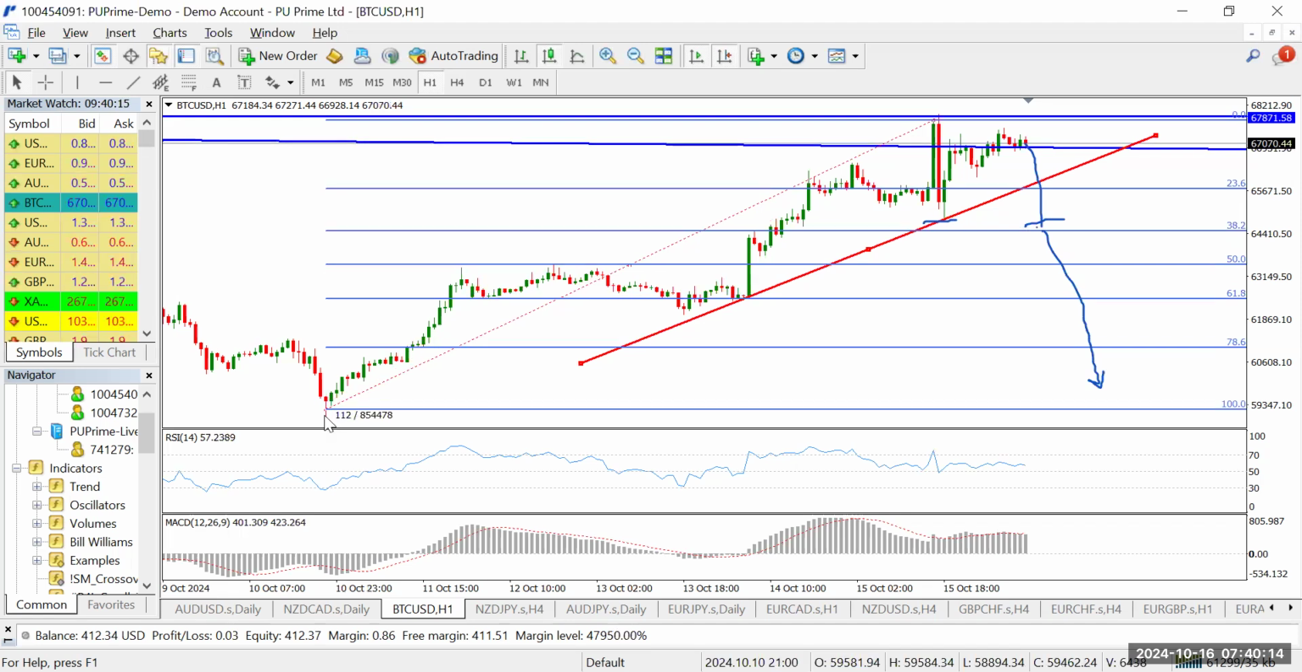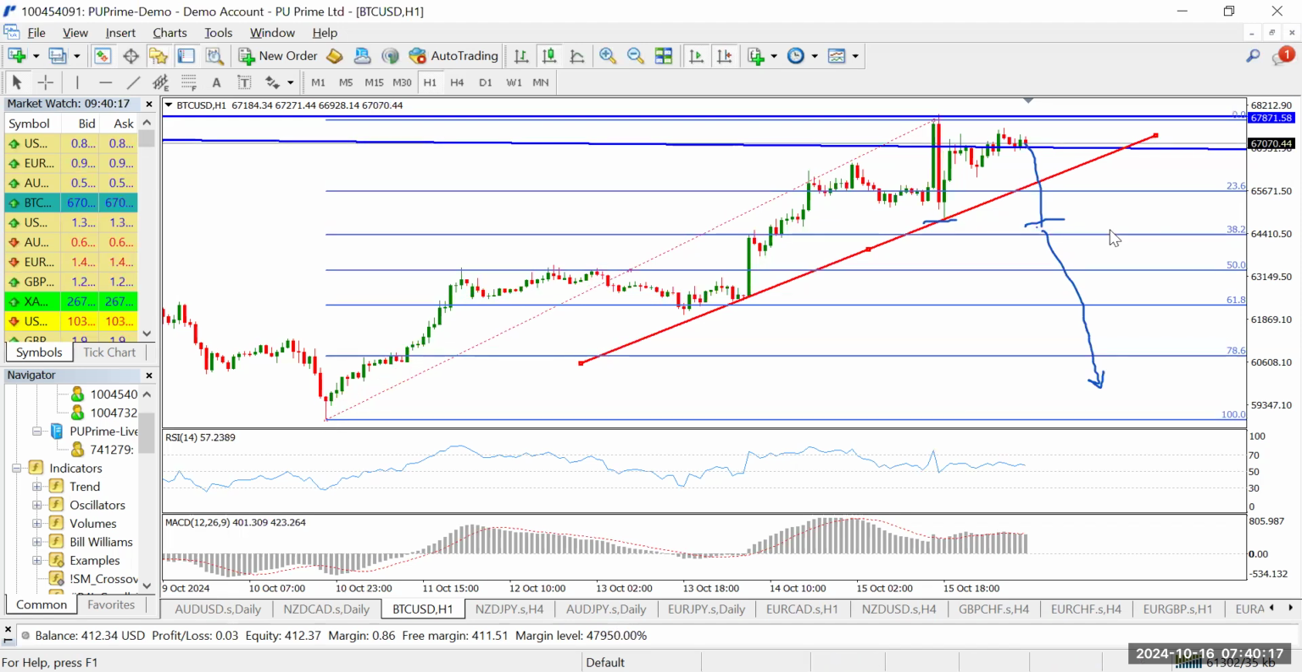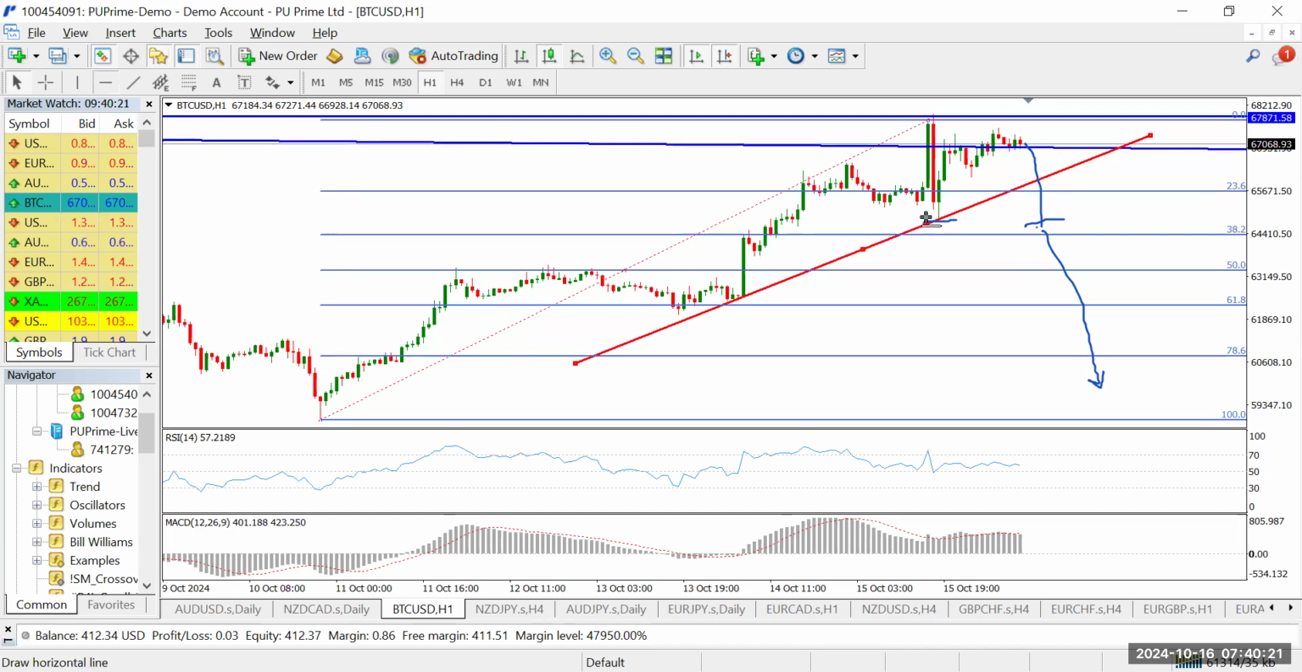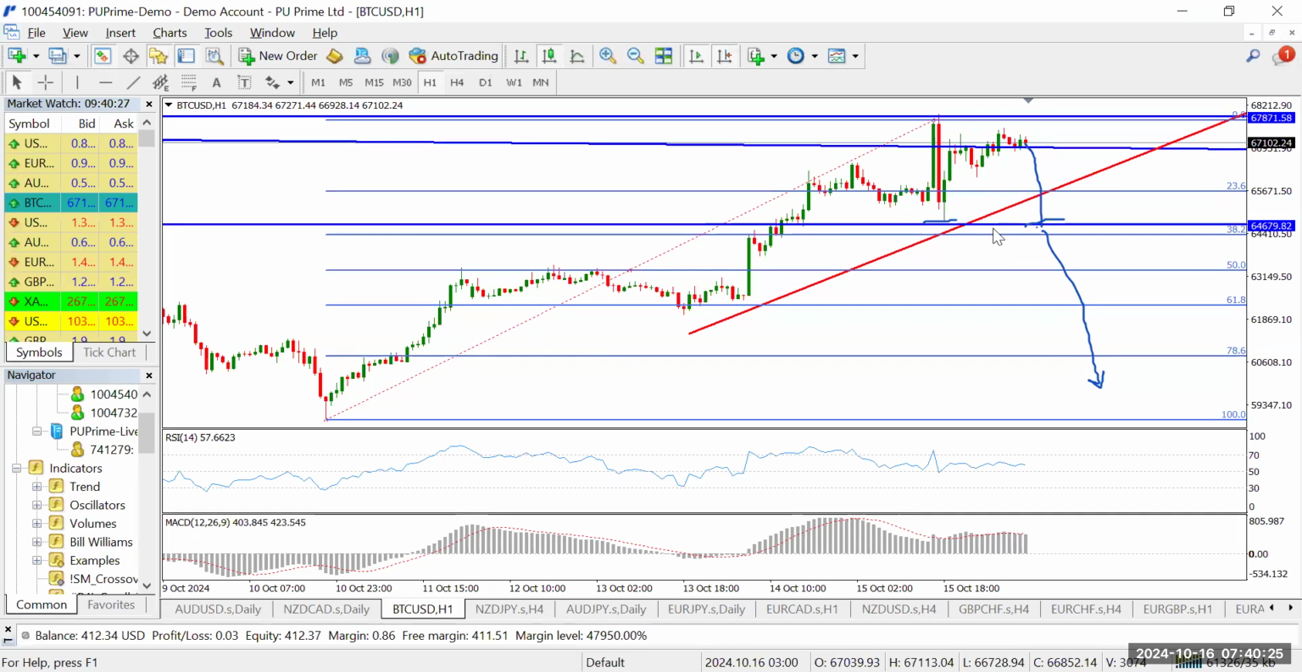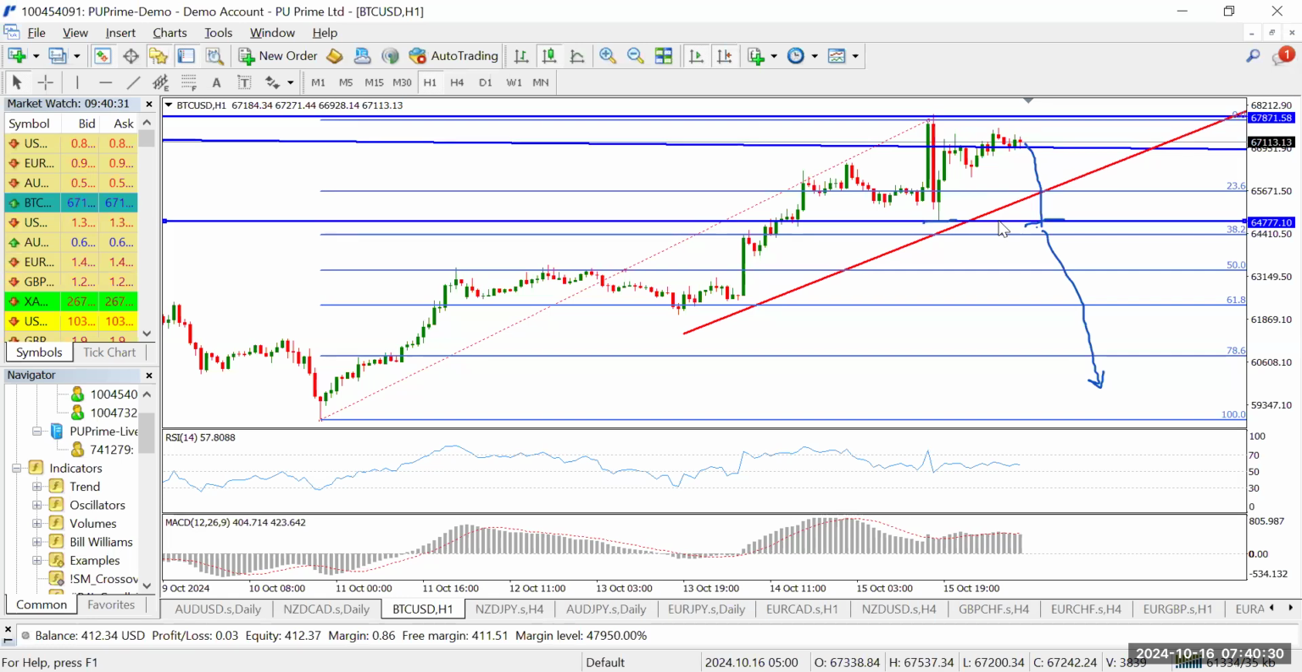Please wait for price to break out below that neckline. That's very, very important. I'm talking about price level. Wait for a breakout below 64,777. Let price break out below that level. Once that has happened, you can target Fibonacci 50 and 61.8. So that's my outlook. I'm bearish on the BTC.